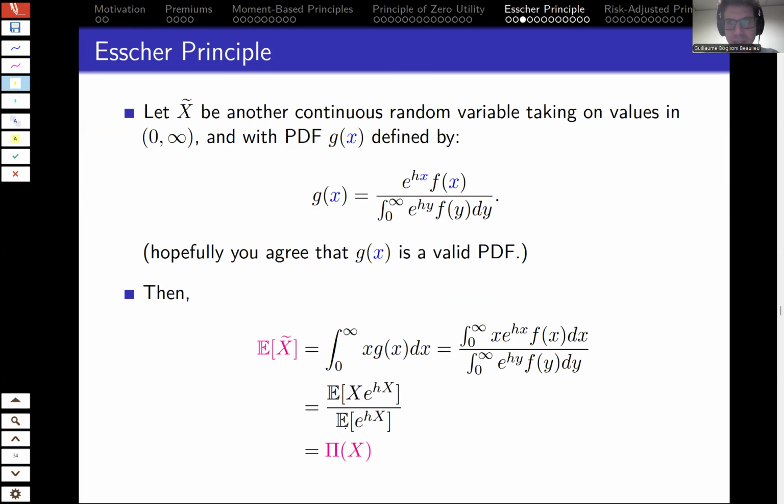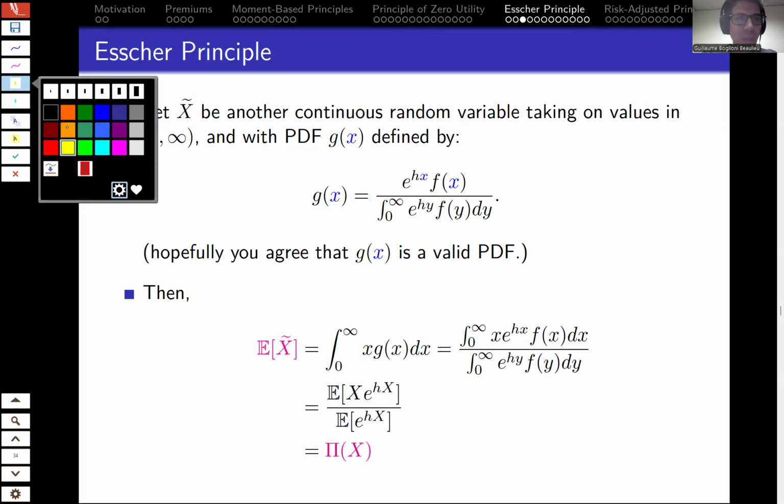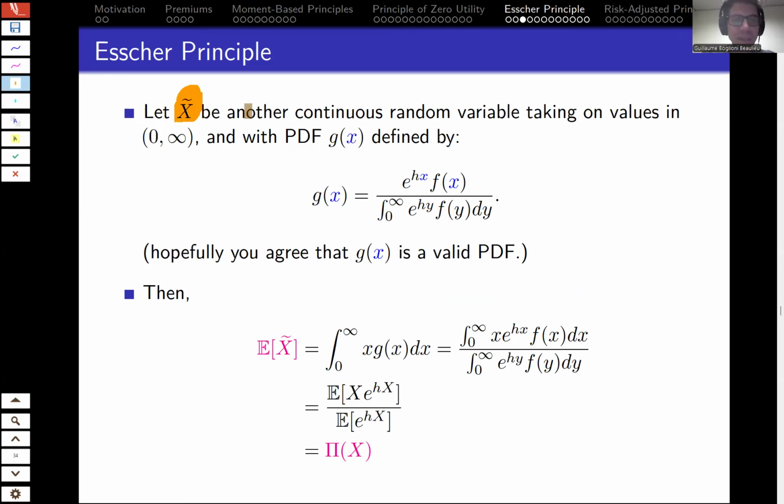Now we define this newer and riskier version of X, which we will call X tilde. So X tilde, this is another continuous random variable that takes value in the support 0 to infinity. We define, so we choose this, we define its PDF to be here g as follows. Now, note that it's a function of x here. And on top, you have f(x), to which you multiply e to the power hx.